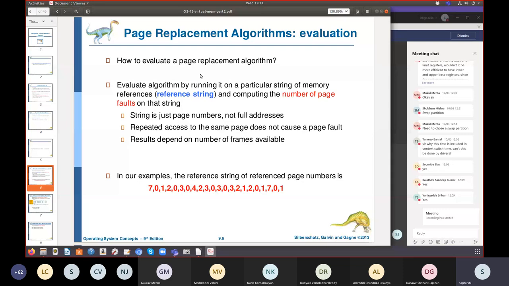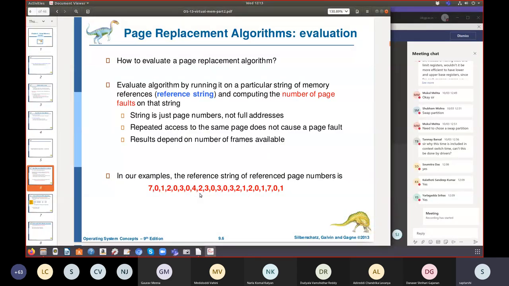Similarly, to evaluate or compare page replacement algorithms, we will focus on a particular string of memory references, which is called a reference string. An example is shown below. Then we compute how many page faults occurred on that string. As you see in what is written in red at the bottom of this slide, that is a reference string. It's assumed that the CPU first asks for page 7, then page 0, then page 1, then page 2, and so on.